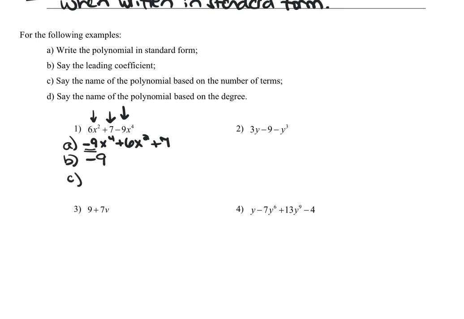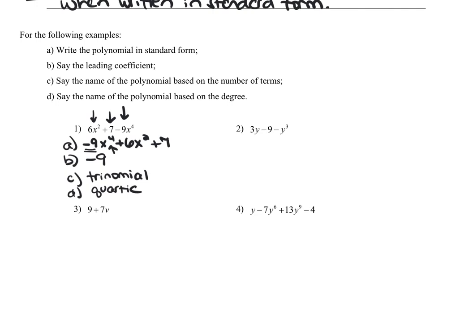The number of terms separated by plus and minus, I have 3 terms, so that is called a trinomial. And the name of the polynomial based on the degree, so the degree is going to be your highest degree, your highest exponent. And if you have it in standard form, it's going to be the exponent of your first term. So that is a degree 4, which has a special name. That is called a quartic. Okay, so let's do one more together, and then I'm going to pause the video and have you try the last 2 on your own.